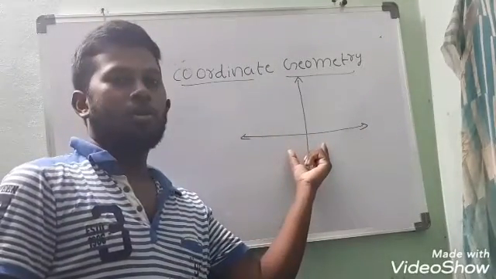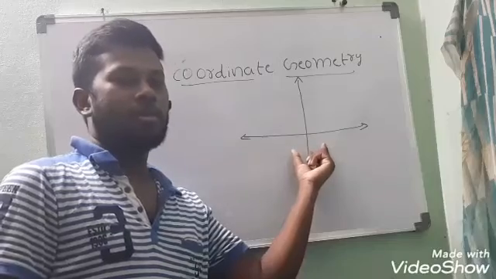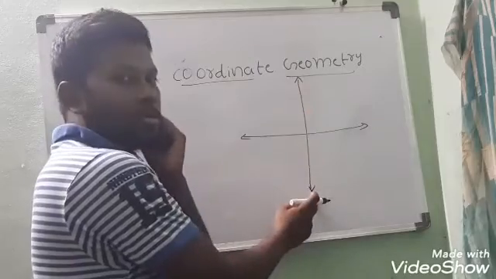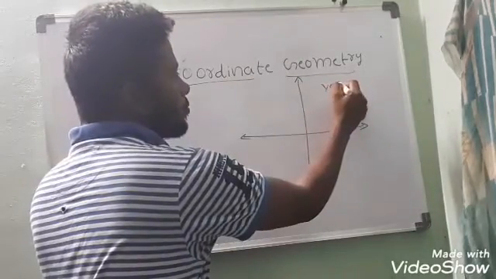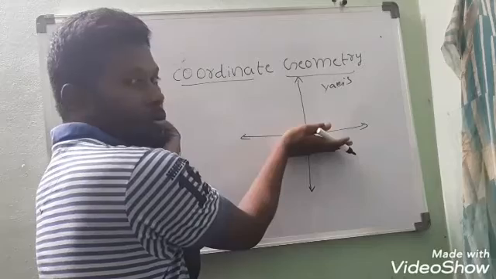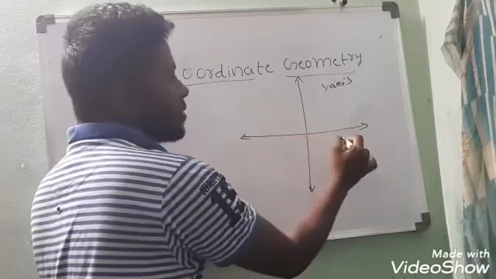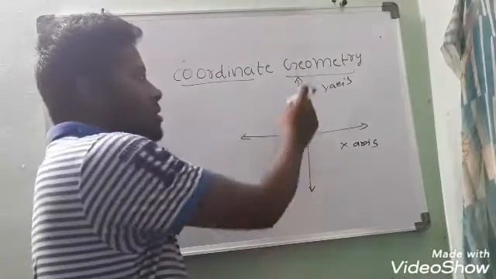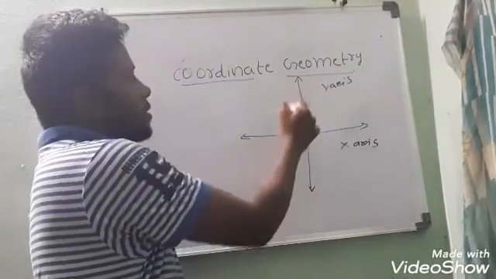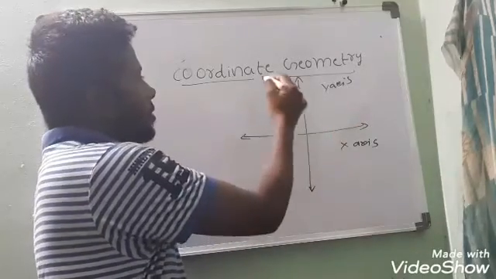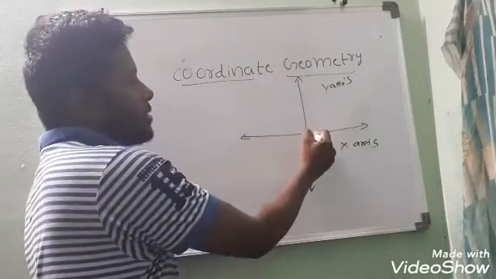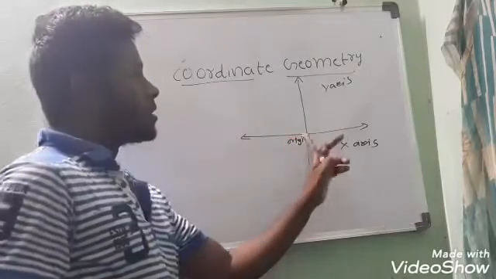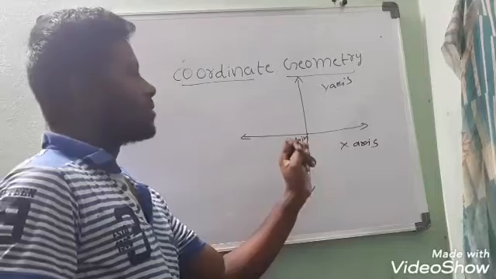Here we can see two lines, one is vertical, one is horizontal. The vertical line is called the y-axis, the horizontal line is called the x-axis, and the intersection of the coordinate lines is called the origin. This point is called the origin.